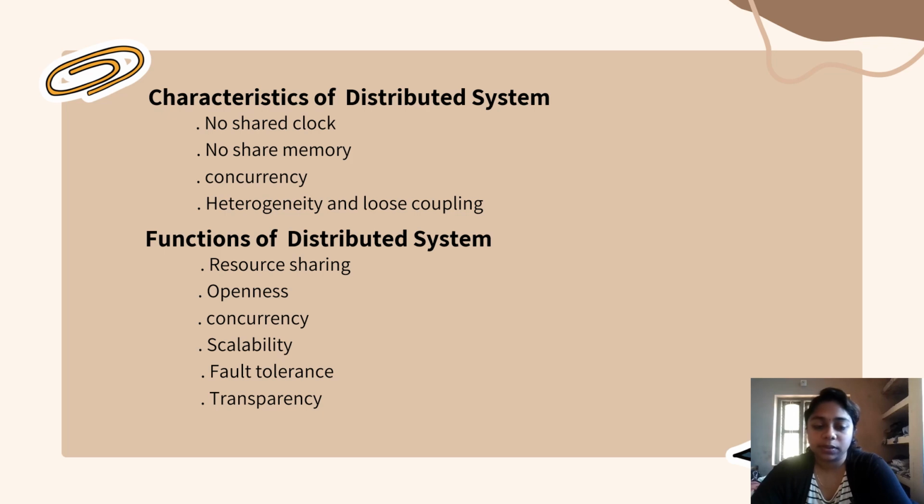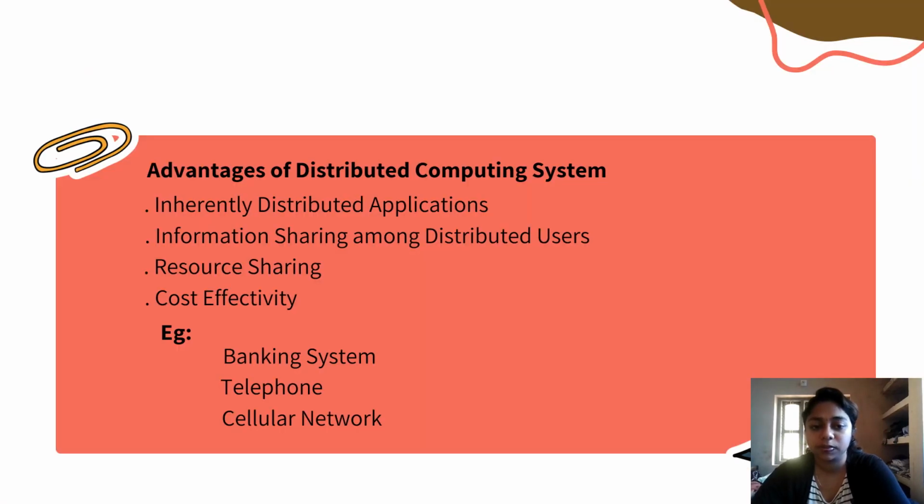Characteristics of a distributed system: no shared clock, no shared memory, concurrency, heterogeneity, and loose coupling. Resource sharing, openness, concurrency, scalability, fault tolerance, and transparency are some of the functions.